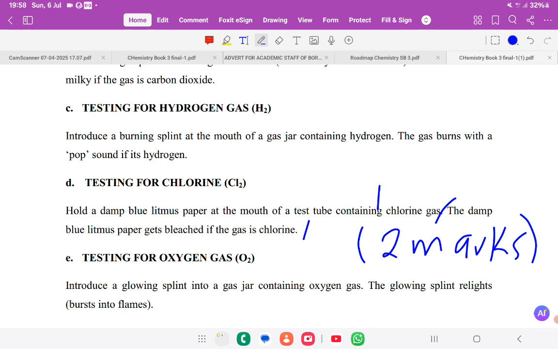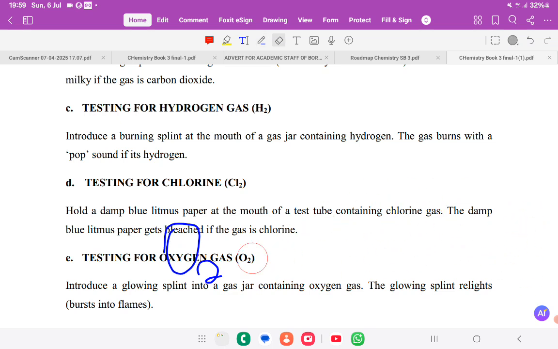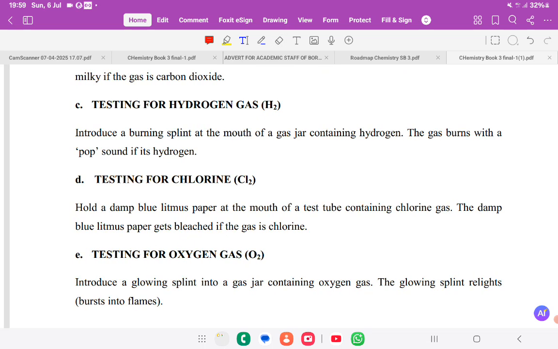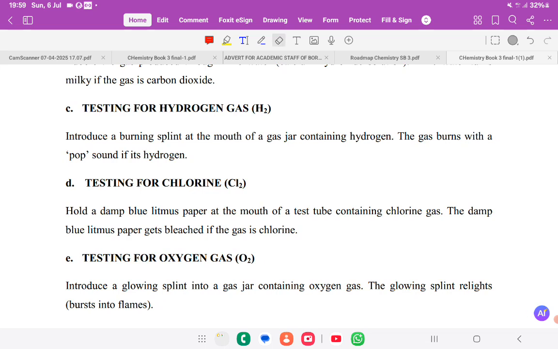We are together there. Another gas of interest is oxygen. All right. Oxygen, remember, is a group 6 element. It is O2. It is also diatomic, meaning it exists as a molecule of 2 atoms. So oxygen can be detected or tested for by simply introducing a glowing splint into a gas jar containing oxygen. The glowing splint relights or bursts into flames.